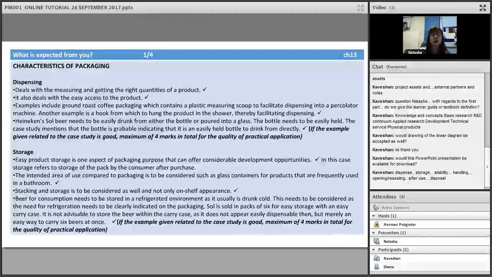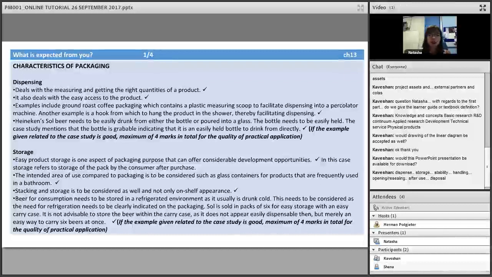Now, with regard to beer, it can be easily drunk directly from the bottle, or it can be poured into a glass. However, the bottle needs to be easily held. The case study mentions, in this particular case, you can clearly see that the bottle is grabbable. Okay, so that makes it easy to dispense the product from.